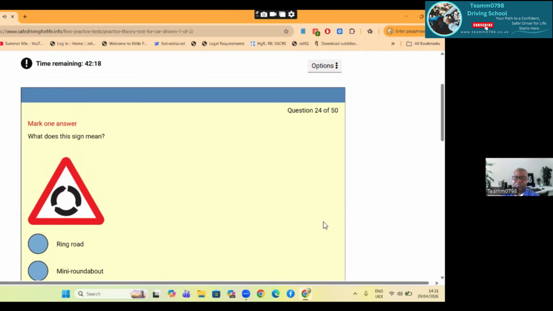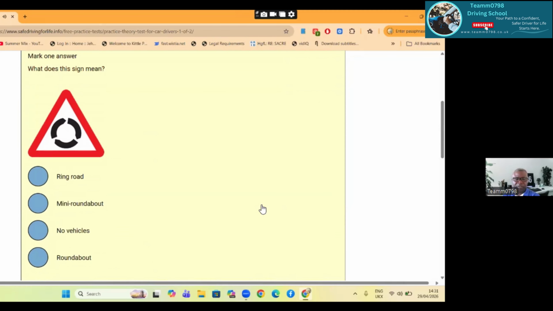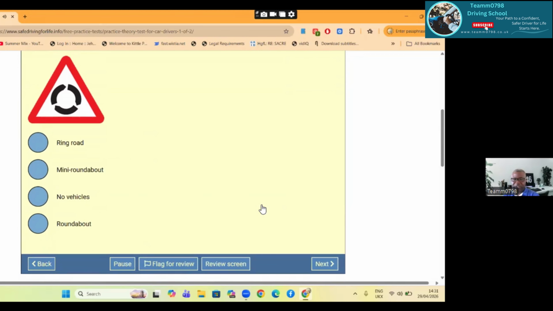Okay. Mark 1 answer. What does this sign mean? Not a ring road. The ring road may have an R on the green. Mini roundabouts are on a blue background. Okay, no vehicles, that's wrong.